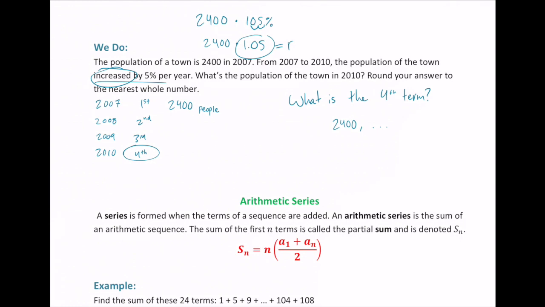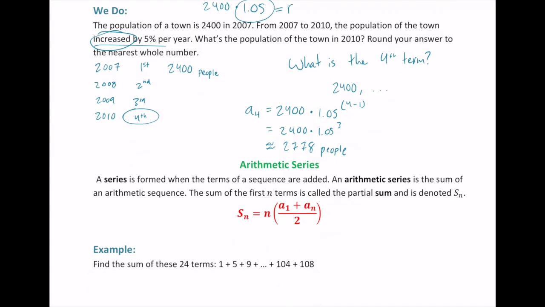All right, let's put this together. We're trying to find the fourth term. So I want to find A sub 4. My initial A sub 1 is 2,400 people. I then multiply that by my common ratio, 1.05, and we can raise that to the n minus 1 power. So 4 minus 1. So that's 2,400 times 1.05 to the third power. We do a little bit of math on that, and we get about 2,778 people. If you got a decimal on your calculator, make sure that you round it because we're talking about people. We can't have a decimal of a person.